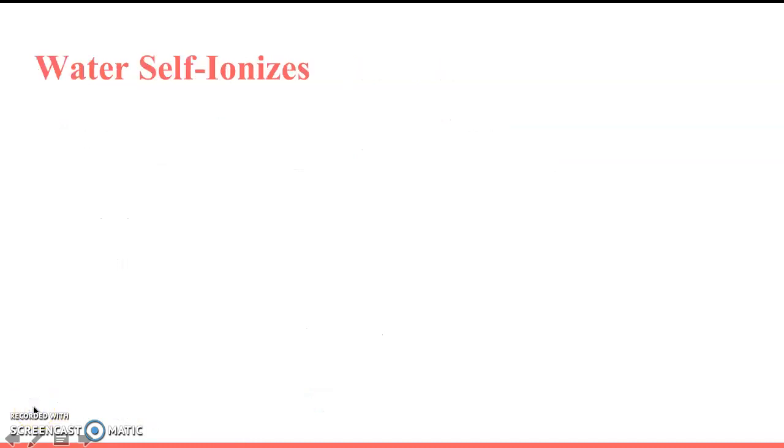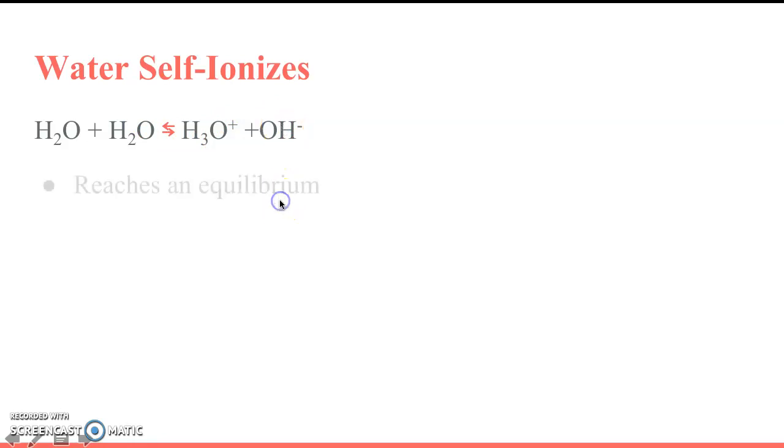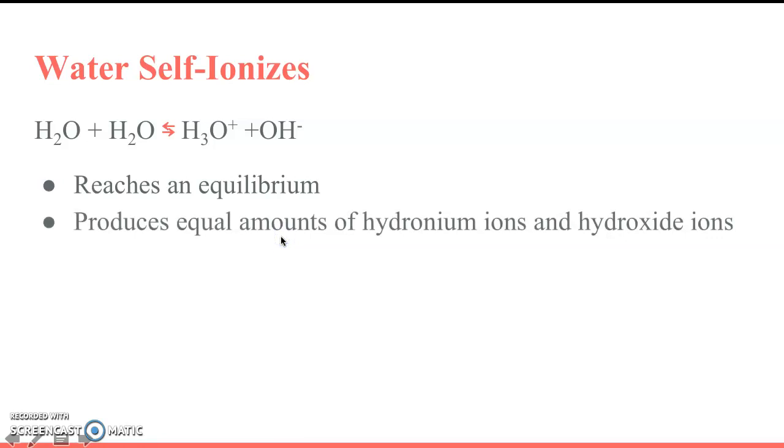Water self-ionizes. It's a unique property of water. What this means is that when you have water, it is continually breaking down into H+, or hydronium, H3O+, and hydroxide. Eventually it reaches what's called an equilibrium, basically a balance between water as a compound and our hydronium and hydroxide ions. We'll talk a little bit more about this term later on this year.